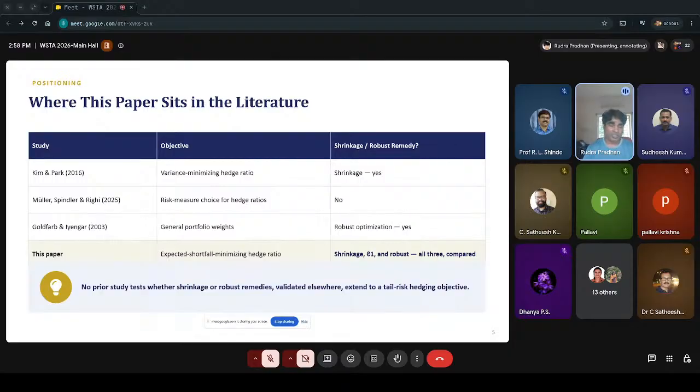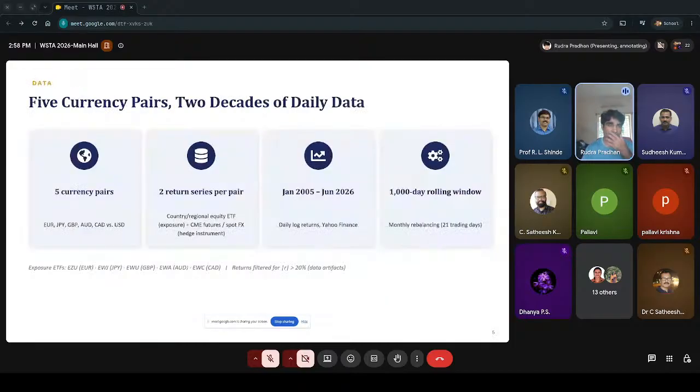So the idea is that no prior studies test whether the shrinkage or robustness remedies validated elsewhere extend to tail risk hedging objectives. That's the kind of our contribution.